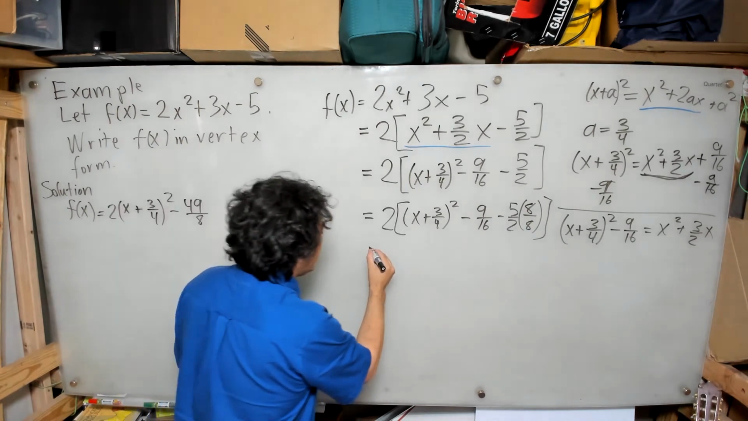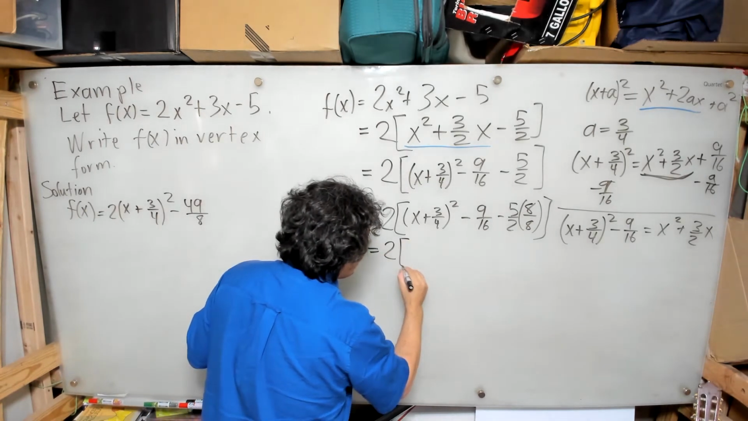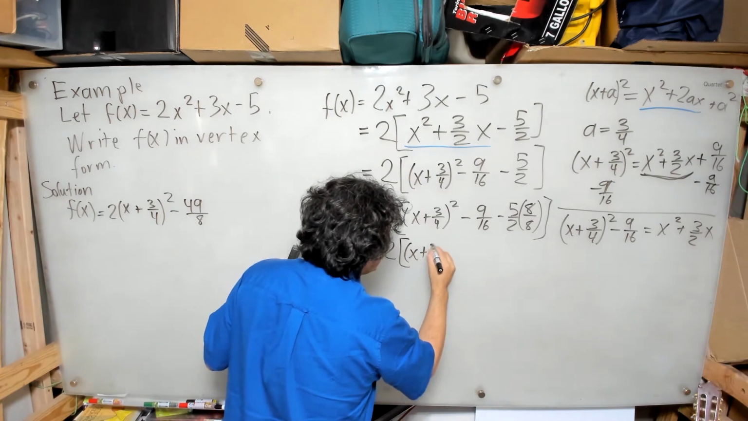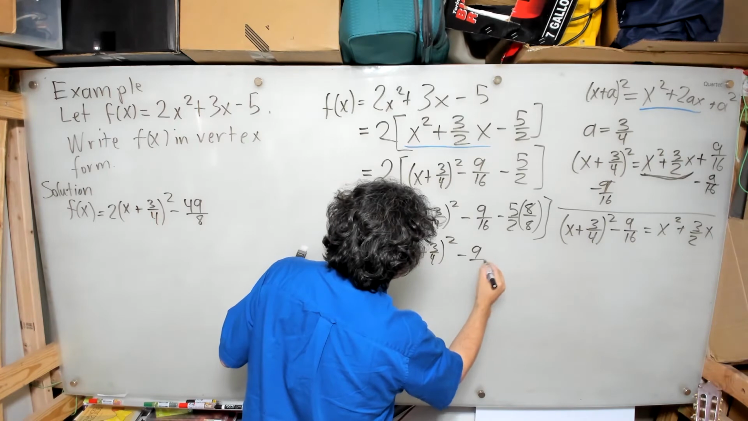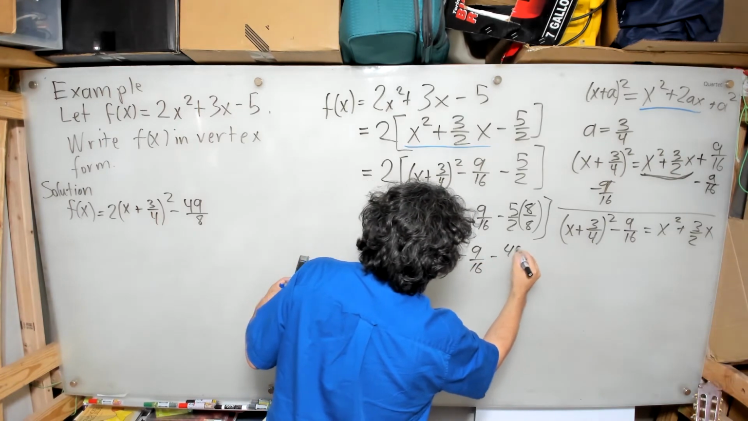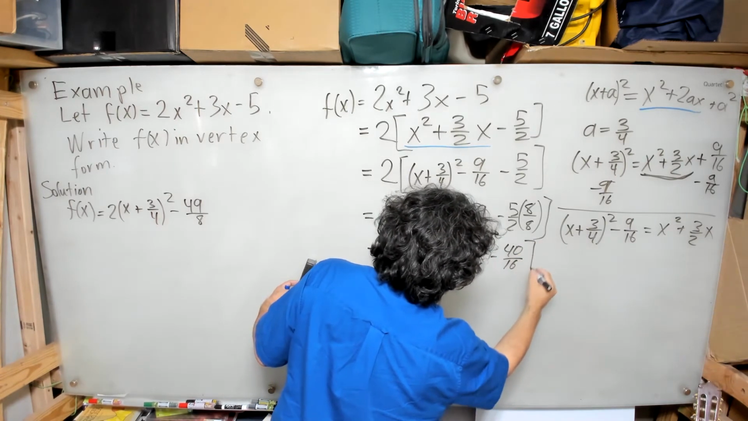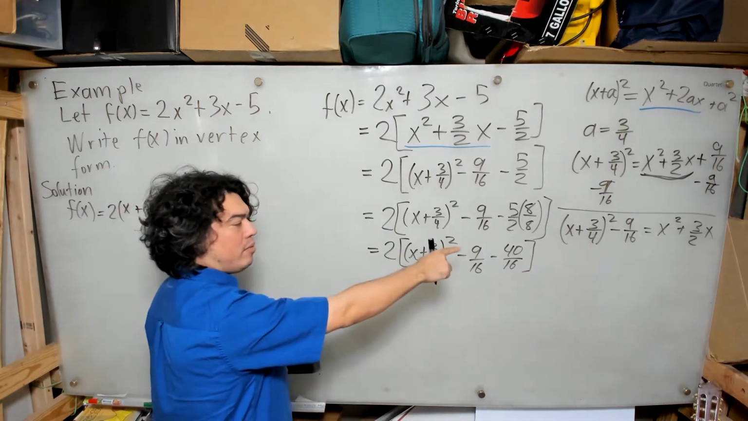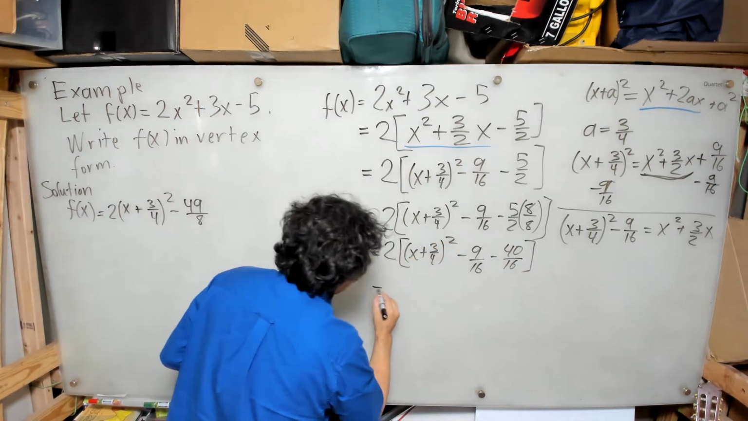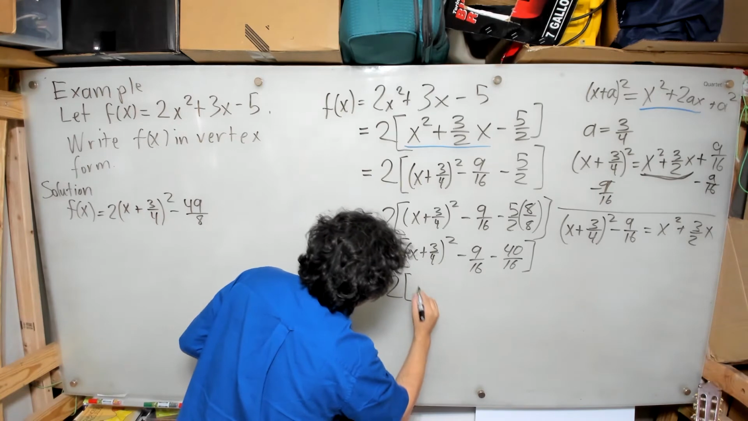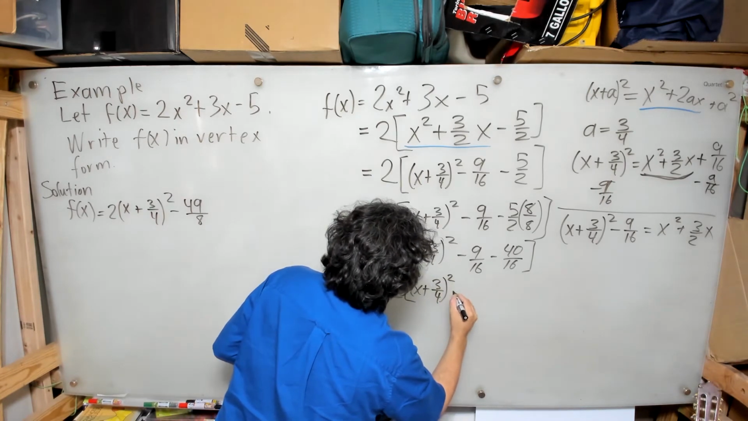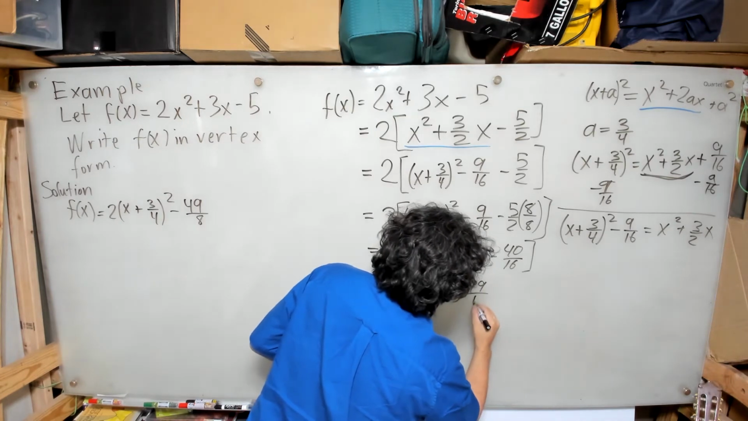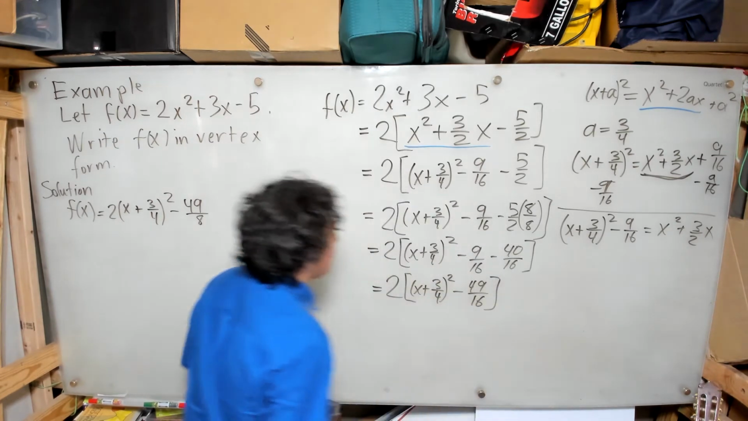So I can see that this is going to simplify to 2, open bracket, x plus 3 over 4 squared, minus 9 over 16 minus 40 over 16. Now you can see that's going to become negative 49 over 16. So it's going to be 2, open brackets, x plus 3 over 4 squared minus 49 over 16, like this.